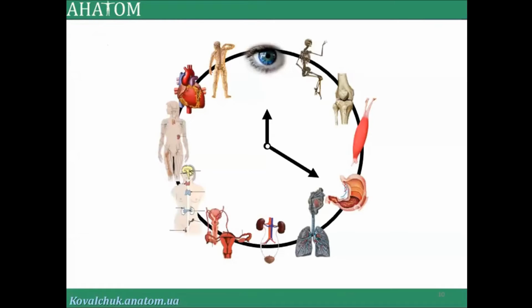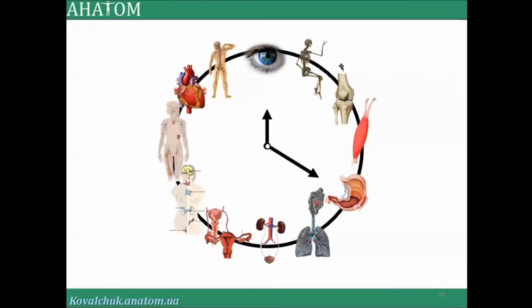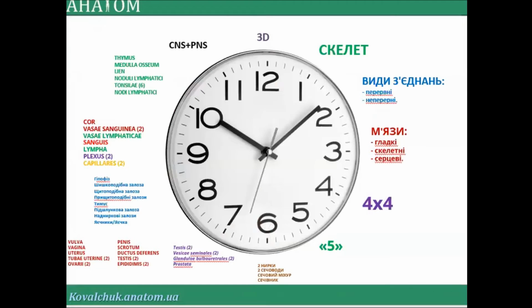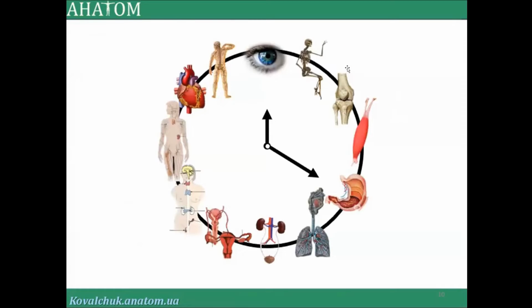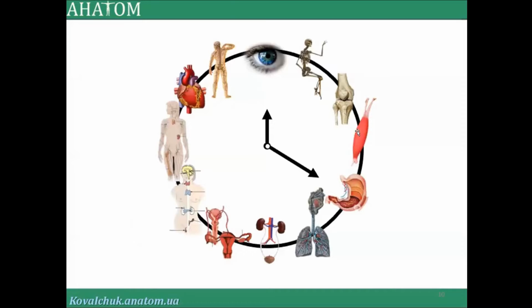Now we will have some numbering, like 12 hours on a watch, for example. First hour is number one, the skeleton. Second is two types of connection between bones, the joints: immovable and movable. And number three is muscles or the muscular system. And maybe you remember how many types of muscles are present in the human body. Please, I'm waiting for your answer.